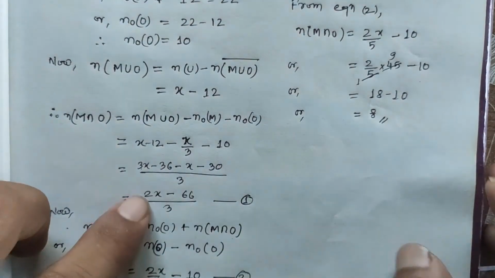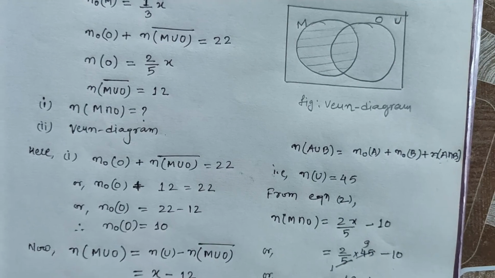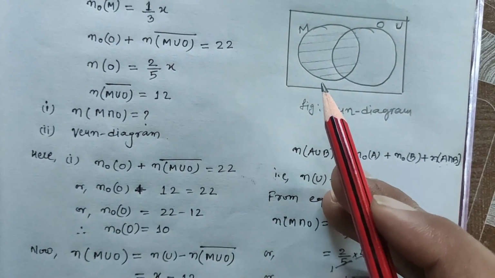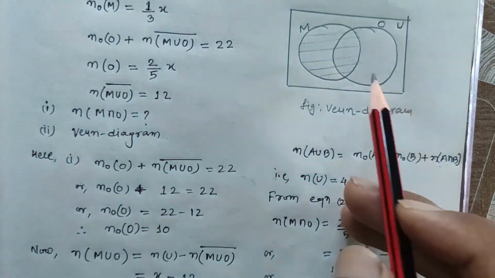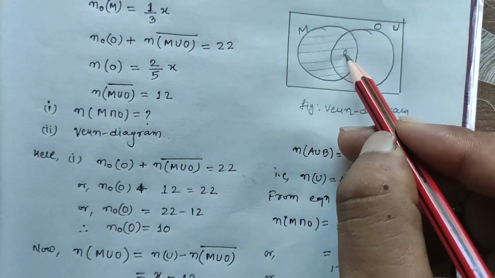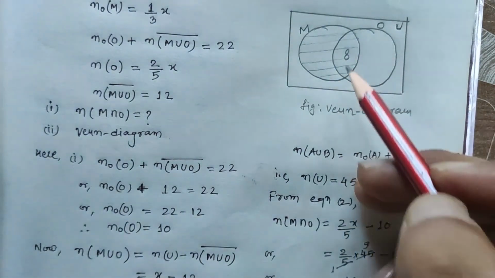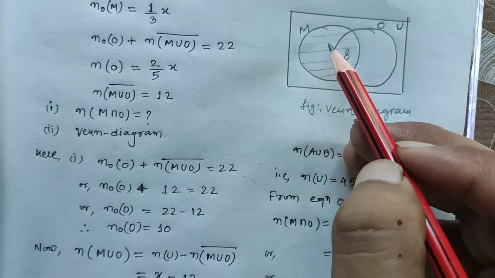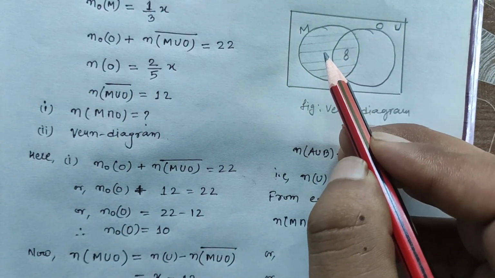And write the conclusion. Before writing the conclusion, we have to draw the Venn diagram. I have drawn it at the first because I am trying to explain this part. So now you have to draw the Venn diagram, and this is the intersection part. What is n only M?